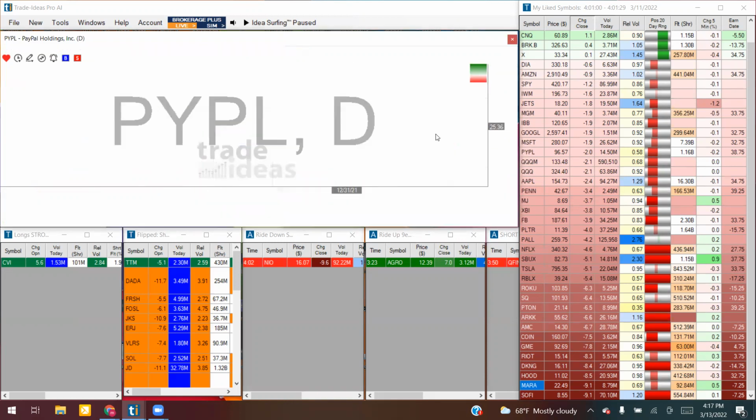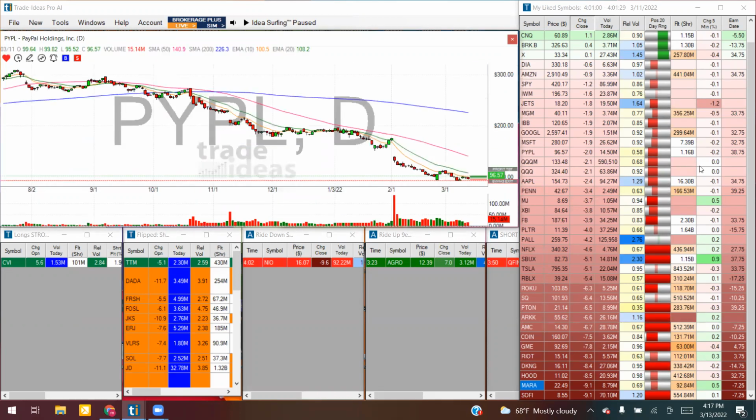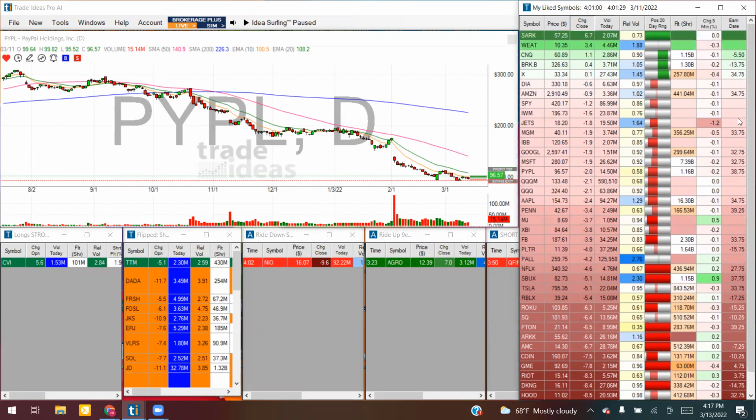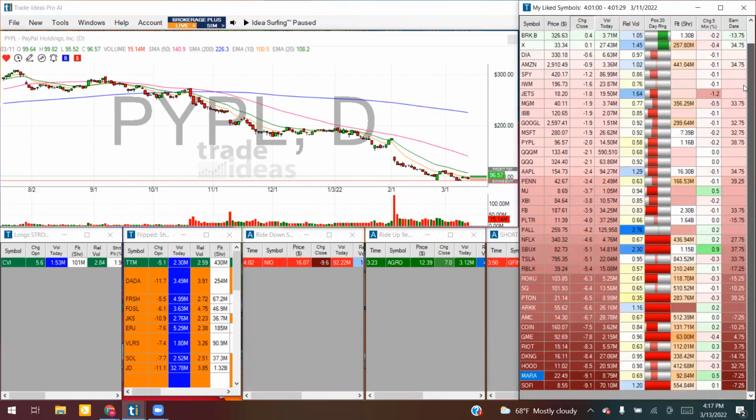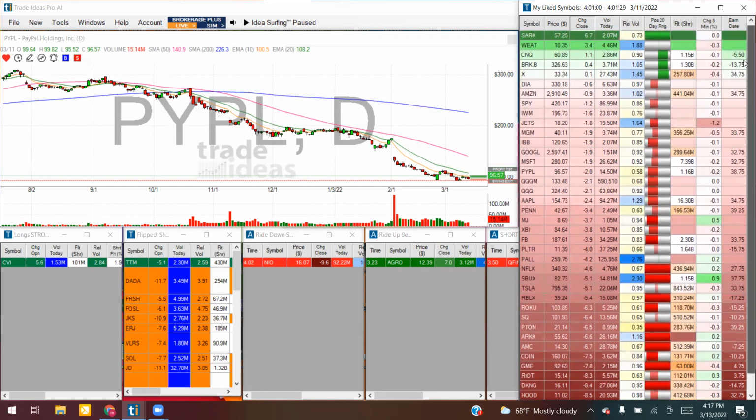So all of these that we're looking at are coming off this scan, which is called my like scan. My like scans have been stocks that I've traded in the past, either day trading or swing trading, that tend to move with the markets. So these have been very active stocks that move. So I do add to it, I do take some off, but we are looking at some from here. So let's look at PayPal.